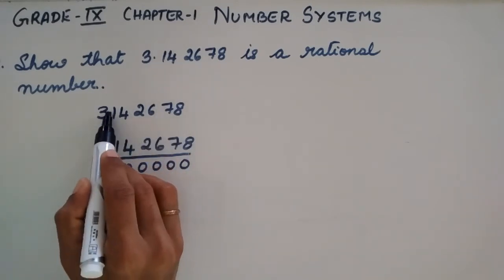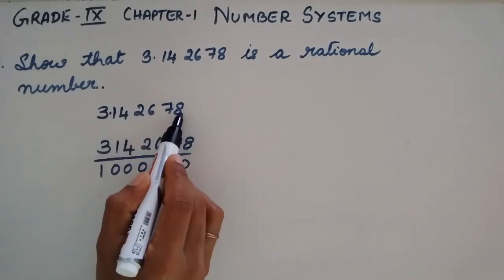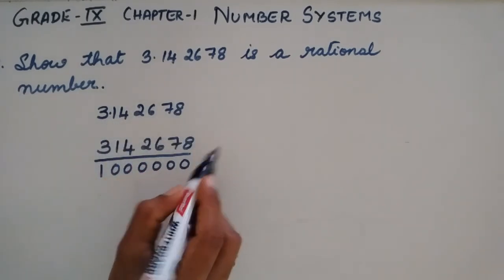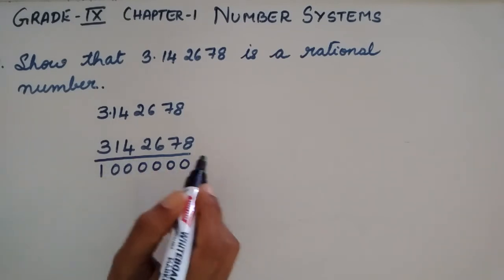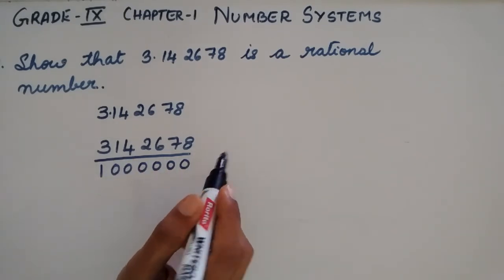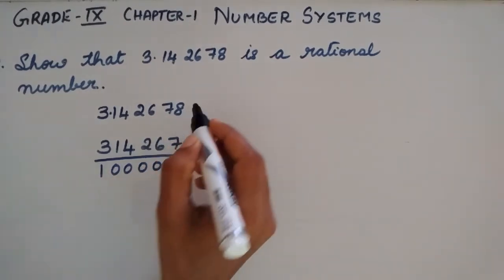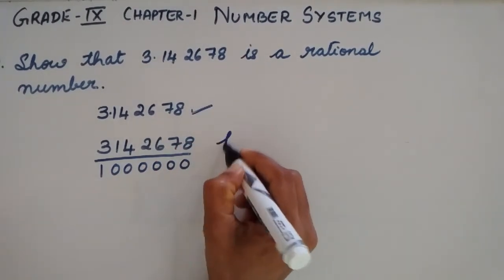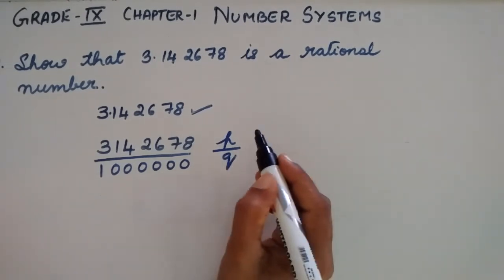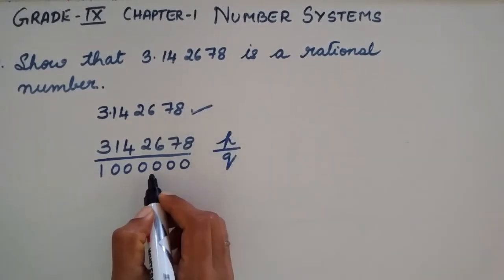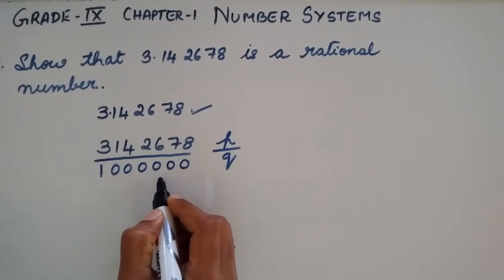So how many digits do you have after the decimal point? 1, 2, 3, 4, 5, 6. So that many zeros you need to add in the denominator. And this is how you express this number in the form p by q, where p and q are integers and here q is not equal to 0. Is this clear, students?